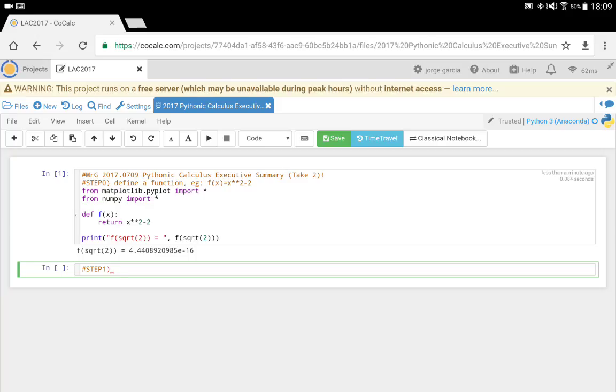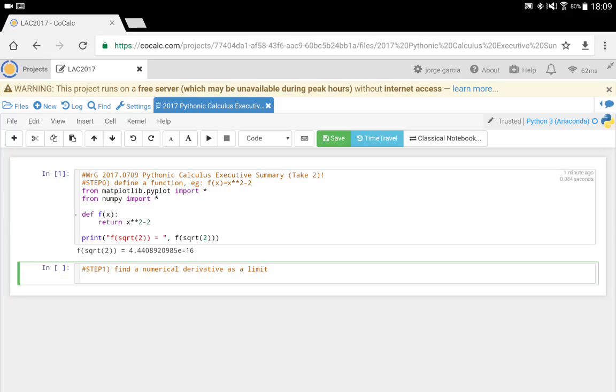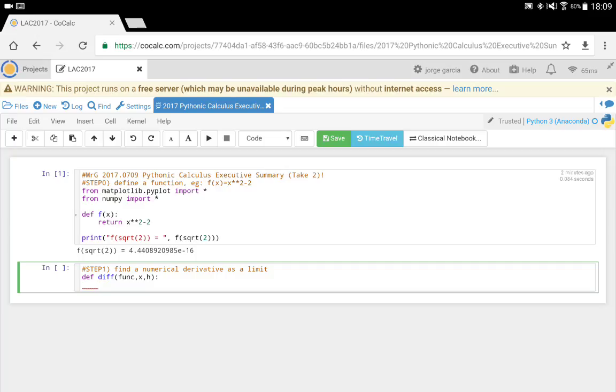In step 1, we're going to find numerical derivatives as limits. So find a numerical derivative as a limit. How are we going to do that? We're going to define the derivative function. How about we define diff, like differentiation, and we're going to let the user input the function they want, the x value where they want the derivative to be evaluated, because it's a numerical derivative, not necessarily the derivative function, and whatever value of h you want, make it small. And I'm going to do a little convergence table where h is getting smaller and smaller, so we get closer and closer to the correct answer, right? Again, that tabbing in there is syntactic, don't mess with that.